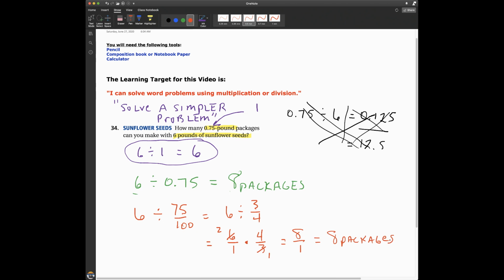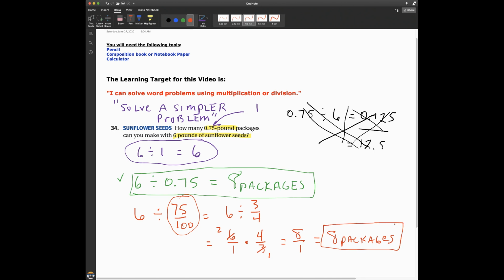So I solved the problem two ways. One, just using my calculator, and that's perfectly good. I'm happy with that. Go for it. But if you didn't have a calculator, then go ahead and change 0.75 into a fraction or a rational number, and do the work. Keep, change, flip, get your answer, and you're good. So that's it for this problem.